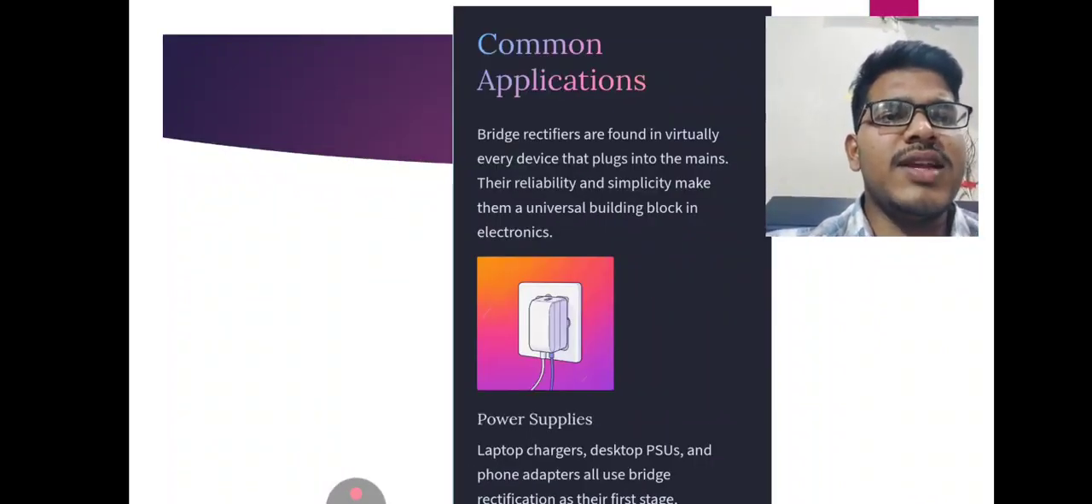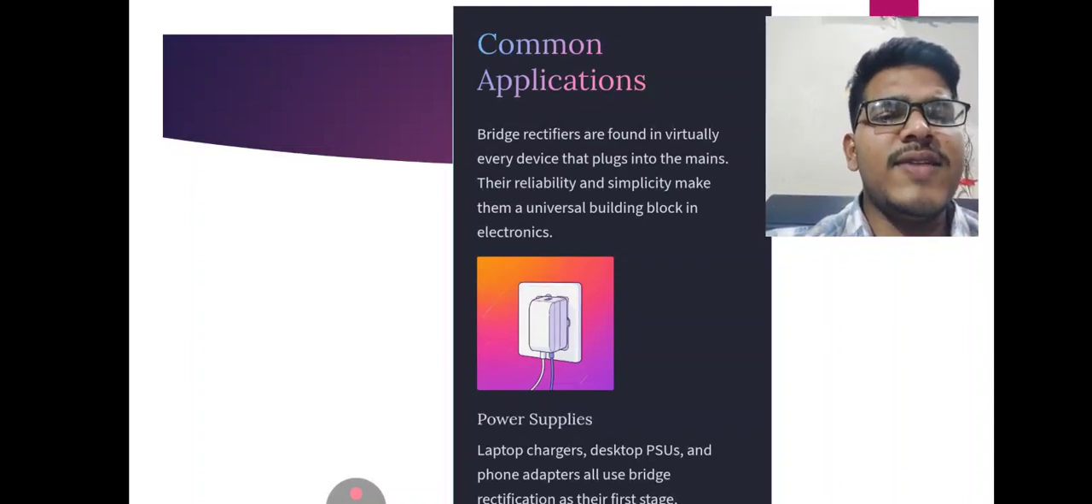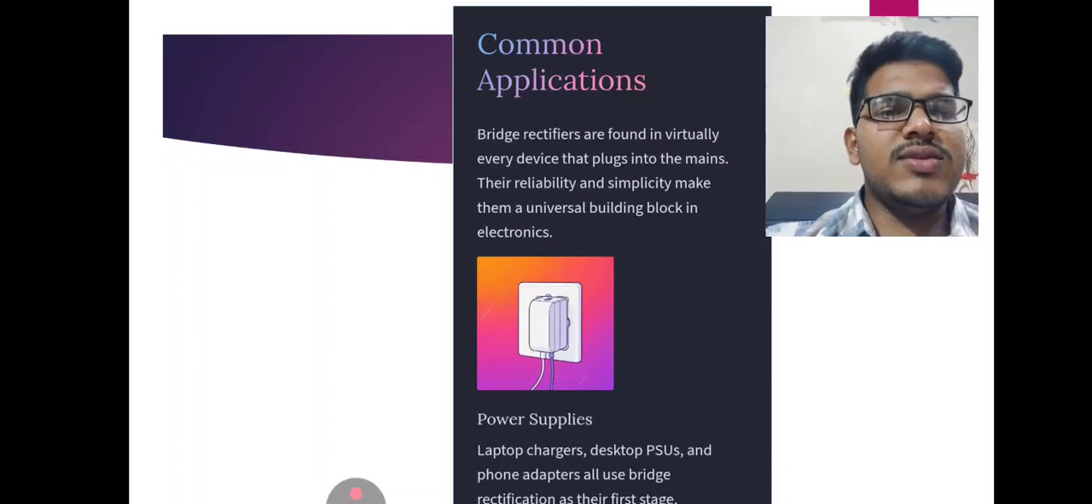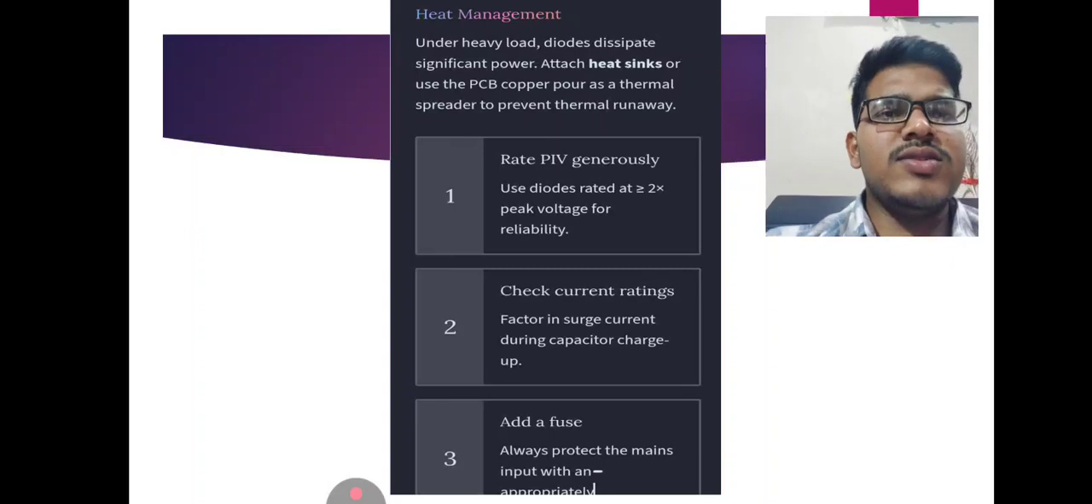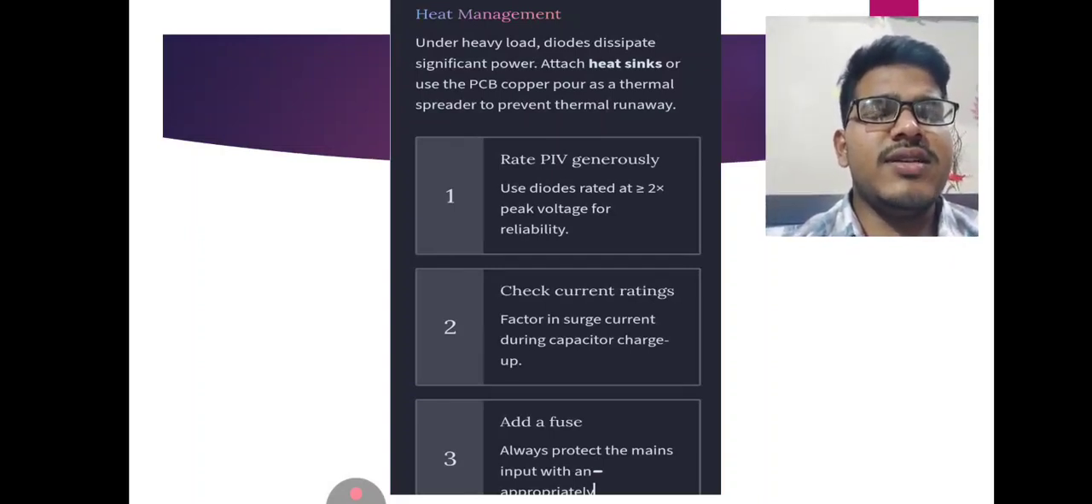And these are common applications of bridge rectifiers. Bridge rectifiers are found in virtually every device that plugs into the mains. Their reliability and simplicity make them a universal building block in electronics. We can use them in power supplies, laptop chargers, desktop PSUs, and phone adapters, using bridge rectification as their first stage.